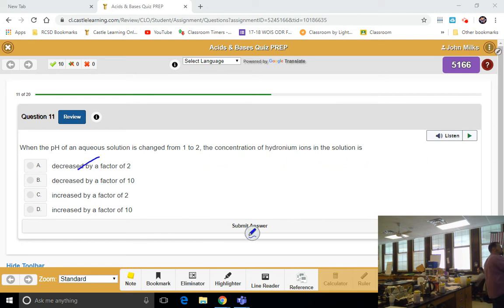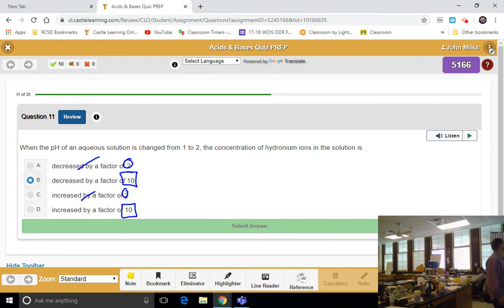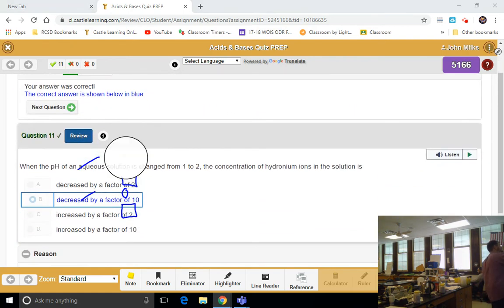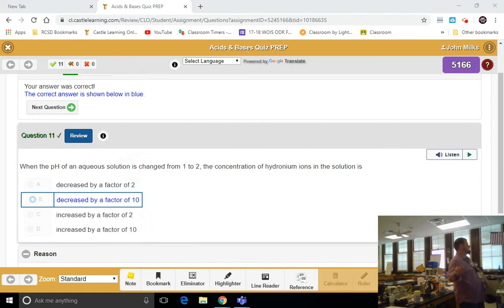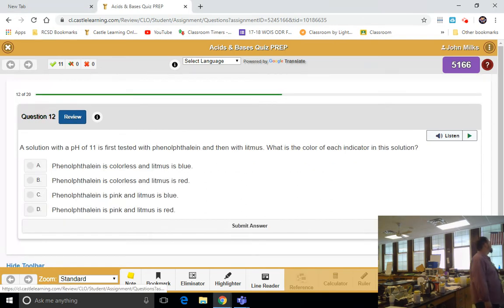So I'm going to get rid of these two because of the 2's. Whoops. Not going to get rid of that one. There we go. Because of the 2's. We know it's got to be a factor of 10. So one of these two is right. And then increasing by a factor of 10 would be getting more acidic. So here we're getting more basic, so it's going to be decreasing by a factor of 10. That's a good question. I like all those answers. Really makes you think. And notice, like I told you in class, that 2 would be there as a trick. So we got to make sure we're doing it times 10.